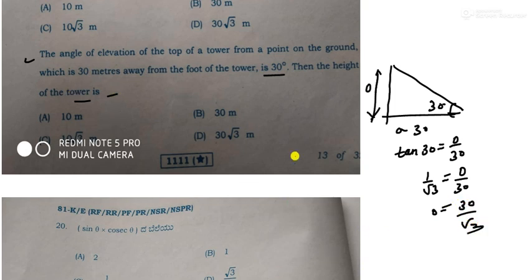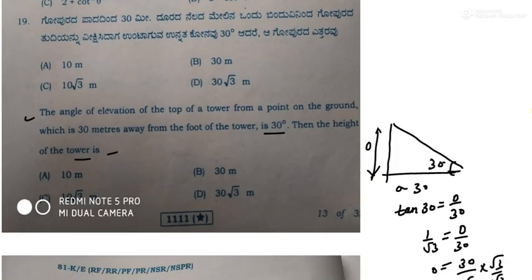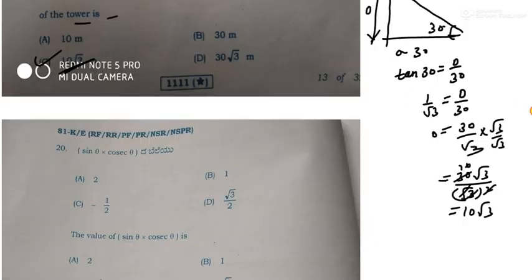Now this is not given in the option, right? 30 by root 3. So just rationalize this, root 3 into root 3. So when we solve this, this becomes 30 root 3, and here root 3 whole square. So this gets cancelled, and 3 tens. So answer is 10 root 3. So is this given? Yes, option number D, 10 root 3. Okay, moving to our next question.